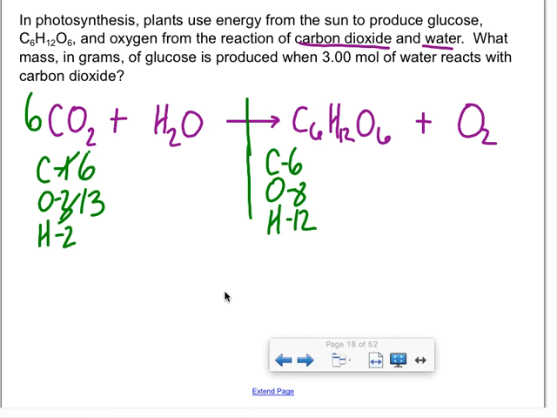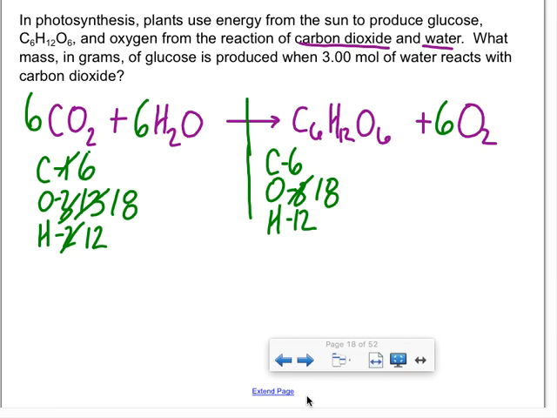My hydrogens, I got 12 on this side and 2 over here, so let's put a 6. Turn that into 12. 6 times 2 is 12, plus 6 times 1 is 6, so 12 plus 6, you get 18. I come back over here. If I put a 6 here, 6 times 2 is 12, plus 6, 18. All right, now we're balanced. Okay, step 1's done. Okay, step 2.